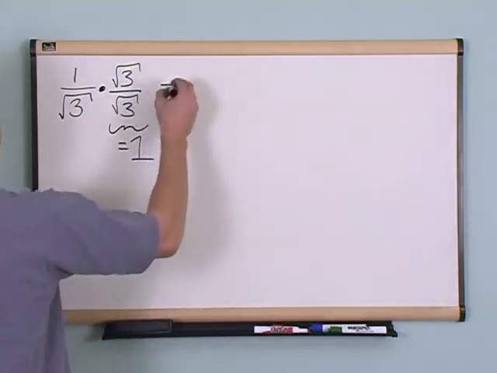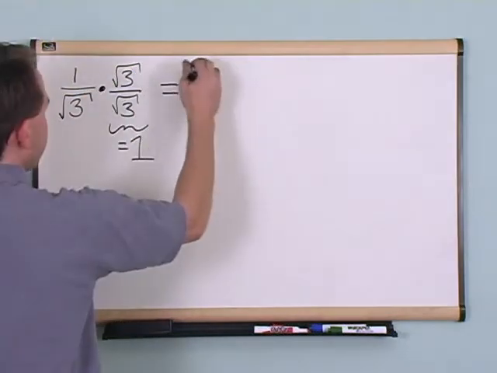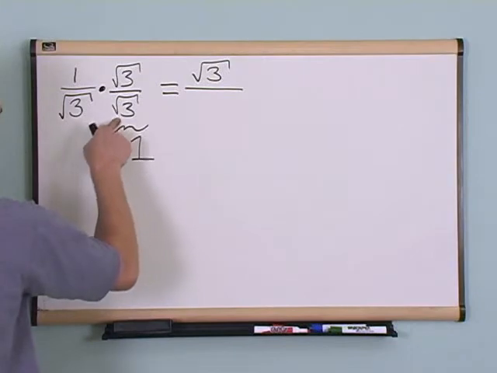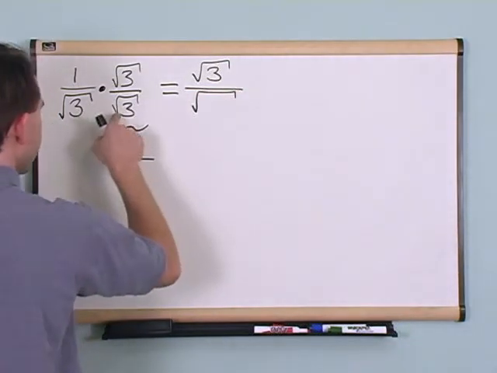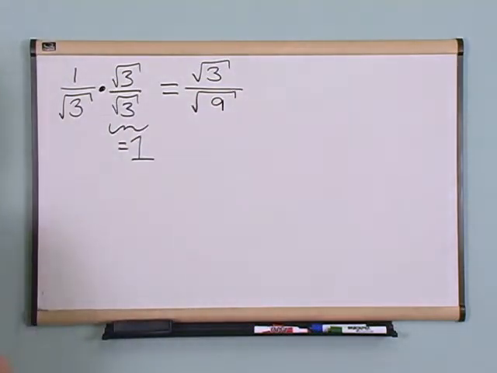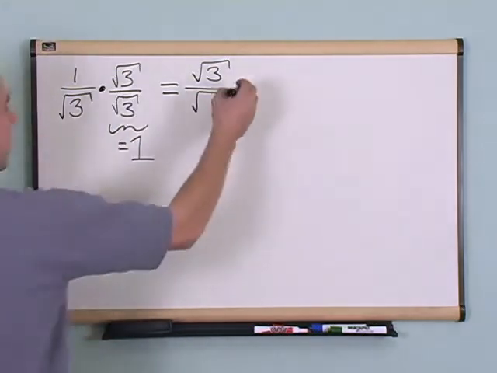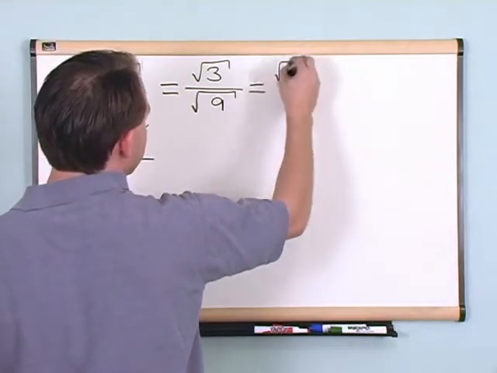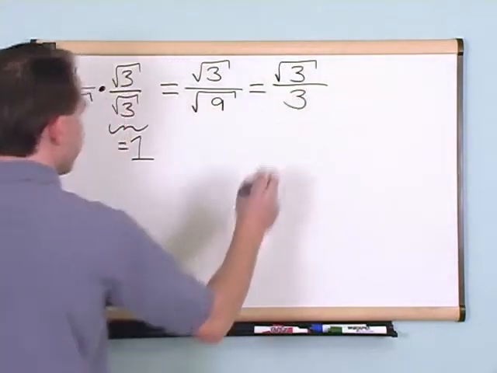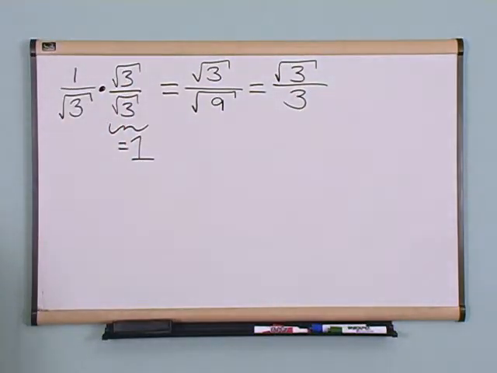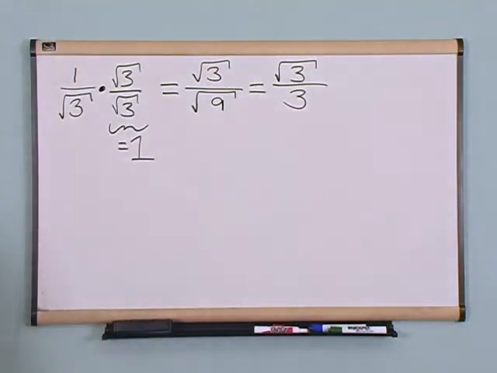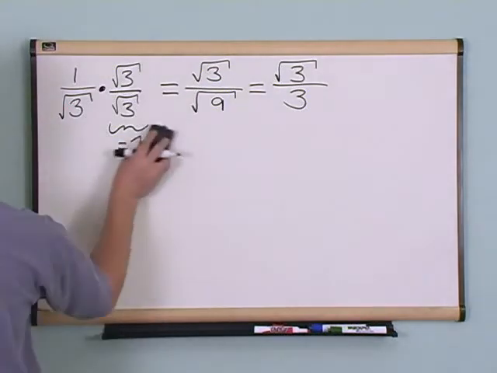Okay. So on the top, I've got 1 times the square root of 3, which is the square root of 3. On the bottom, I've got square root of 3 times square root of 3, which is square root of 3 times 3 gives me 9. Now, on the top, square root of 3 you really can't simplify anymore. But on the bottom, square root of 9 is 3. So, you can see that when you do this, you've got something that doesn't have a radical on the bottom. Okay?